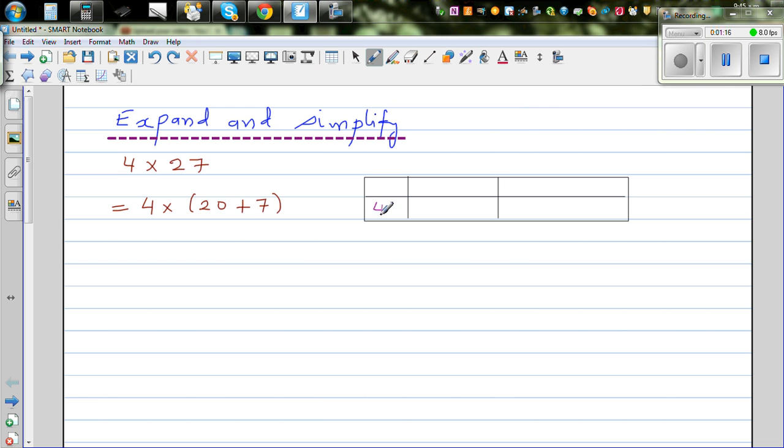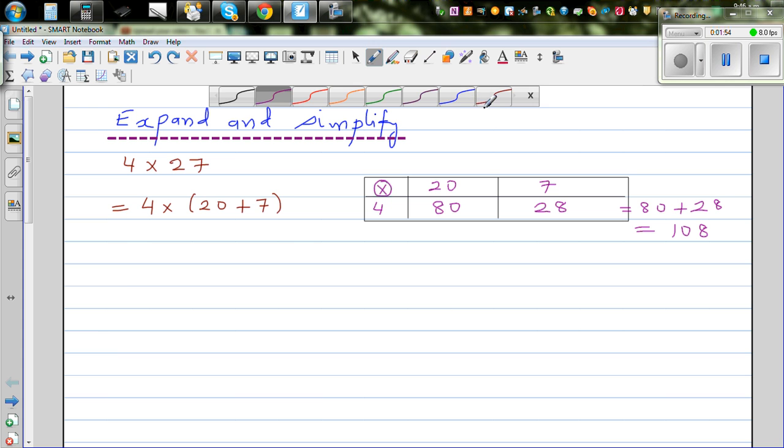This is 4 times, and you've got 20 and 7 here. So 4 times 27 is the same as multiplying 4 times 20 plus 4 times 7. So you go 4 times 20, so you know 4 times 2 is 8, so that is 80, and 4 times 7 is 28. You should know the times table from 1 to 9 at least. And you have to add them, so the final answer would be 80 plus 28, which is 108.